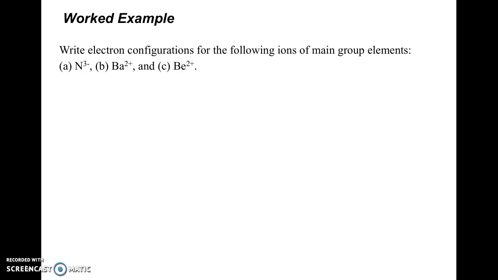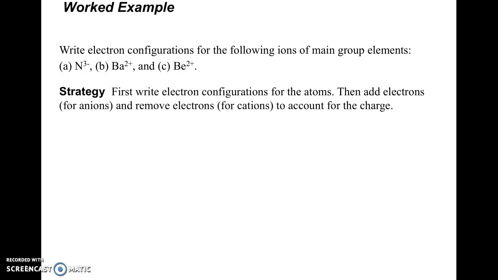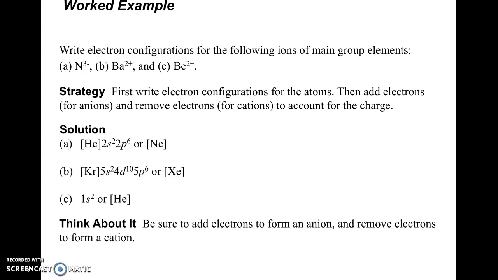So we're going to write some electron configurations for some main group elements here: nitrogen, barium, and beryllium. We're going to first write the electron configuration and then add electrons to nitrogen and remove electrons for barium and beryllium. And here's the answer.